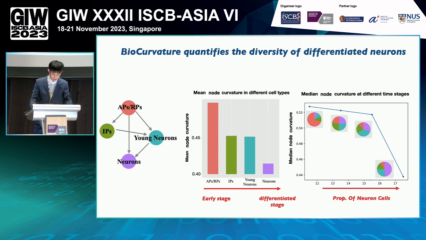Interestingly, we found that in the early differentiation states, cells tend to have higher curvature, while at the differentiated state, they have low curvatures. This indicates that curvature can quantify the diversity of differentiated neurons.